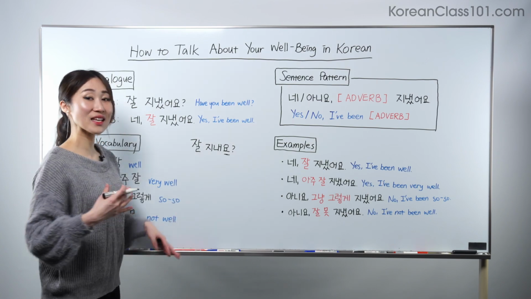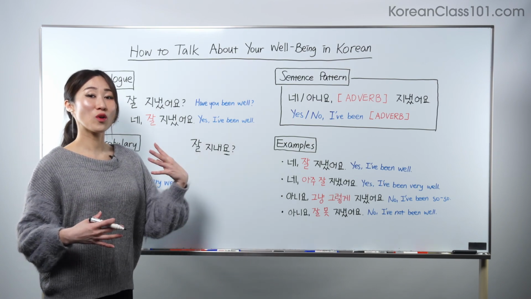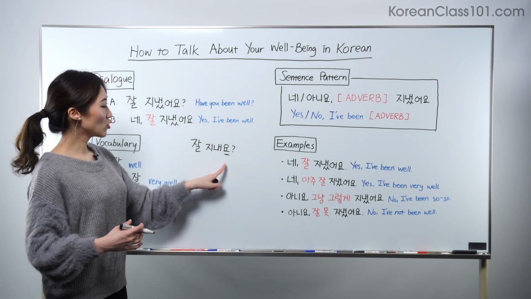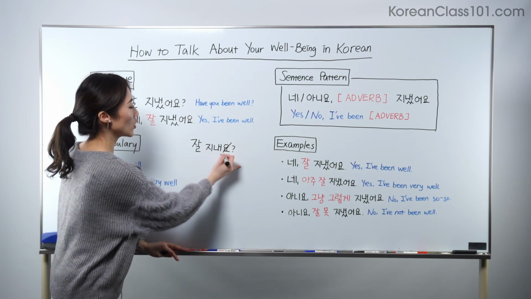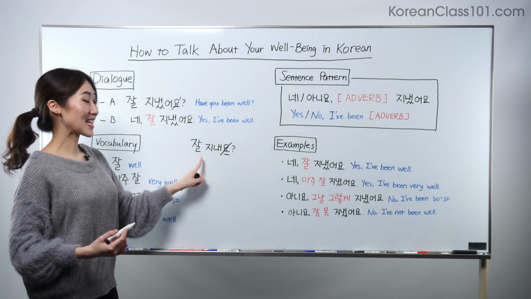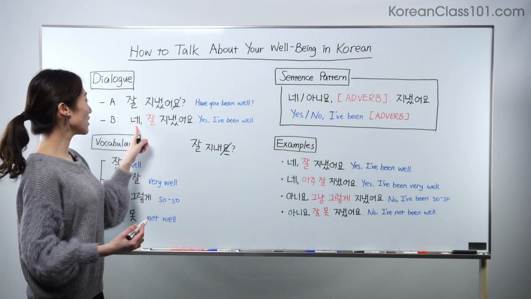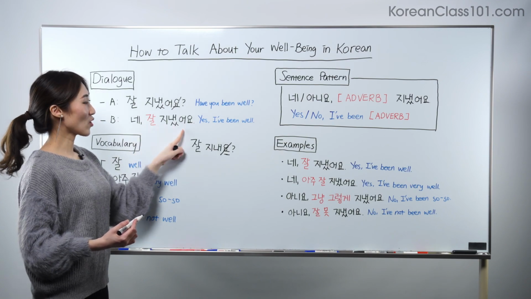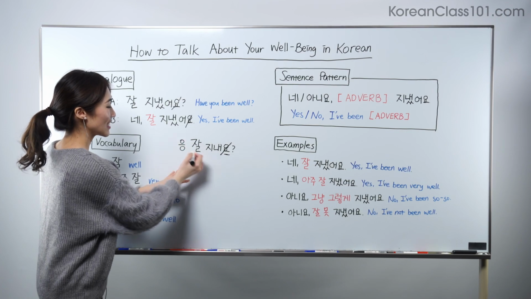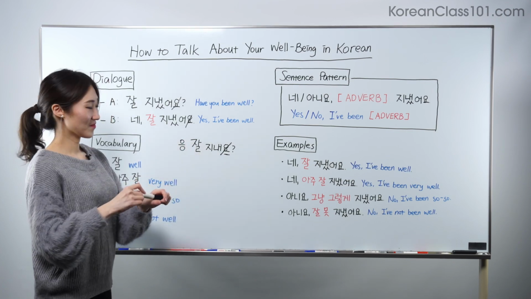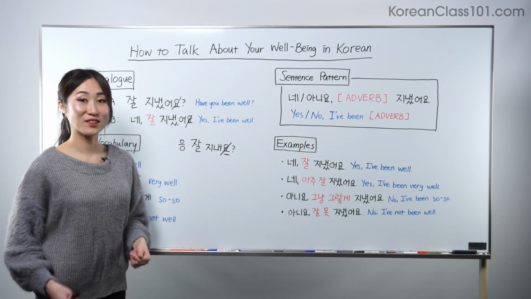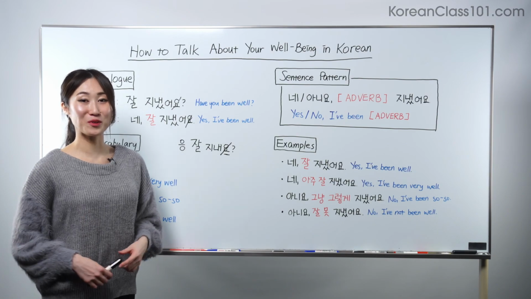So if you want to say this sentence to your friends or someone who you're very close to or someone who is younger than you, you probably omit 요 here like this and ask, 잘 지냈어? Or 잘 지내? The answer will be, 응, 잘 지냈어. Without 요. The answer will be, 응, 잘 지내. So this is how you ask well-being to other people in Korean.